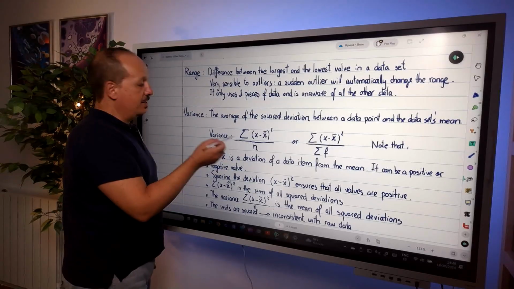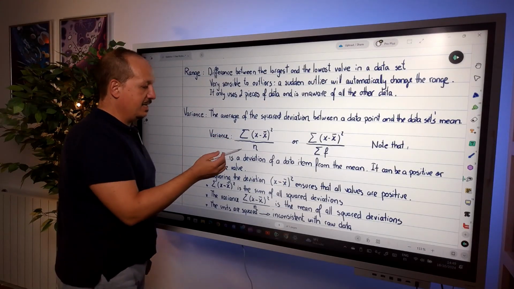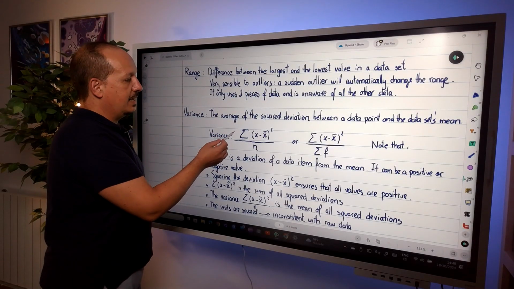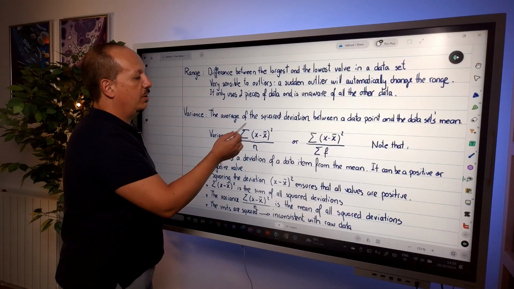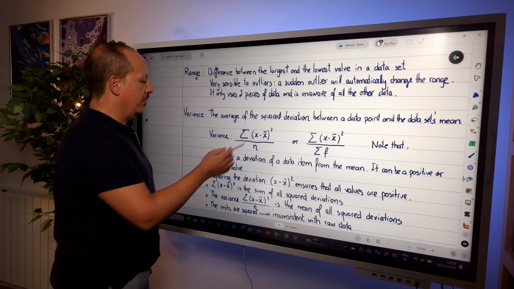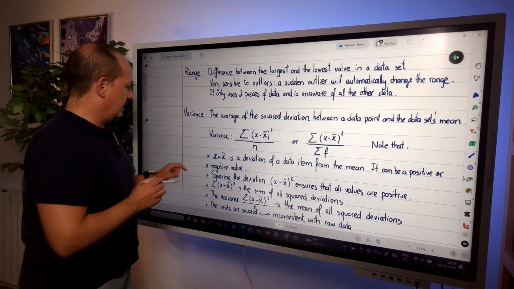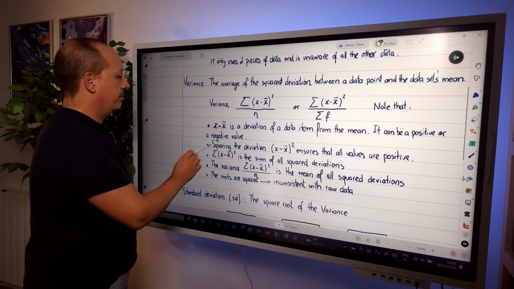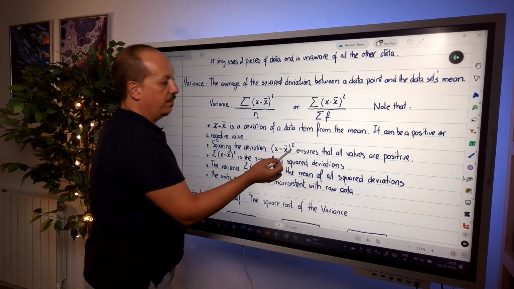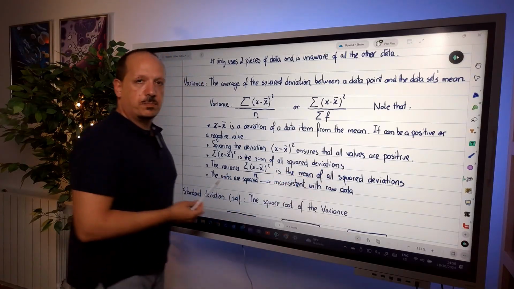So what is the variance? The variance basically is the average of the sum of these squared deviations. That's what you have over here. Squaring the deviation ensures that all values are positive.